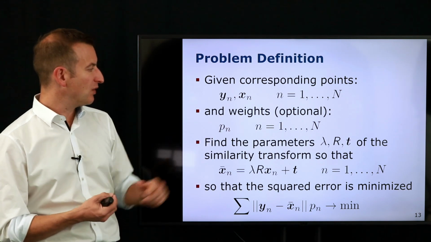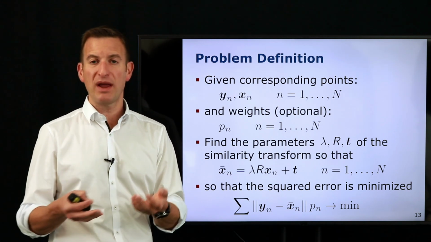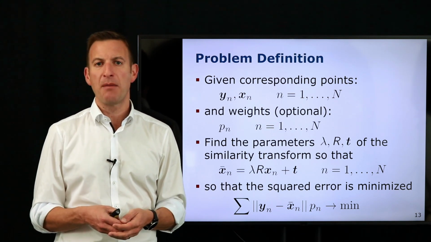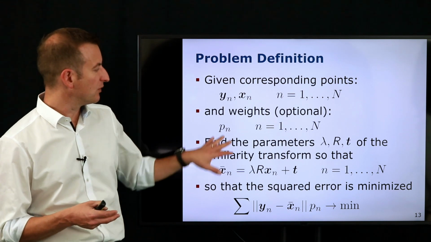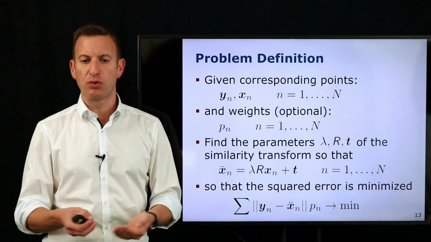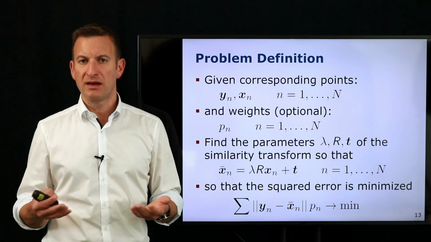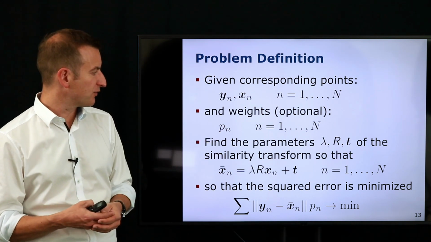And we can assume to have weights. If for one correspondence I want to give a higher weight, this can, for example, be used if I have uncertainty information about points. At least if I have isotropic noise, I can take that into account. So we have one weight for every corresponding point in order to weigh the importance of this corresponding point. This could, for example, be 1 divided by the variance of the point if you have an isotropic uncertainty.